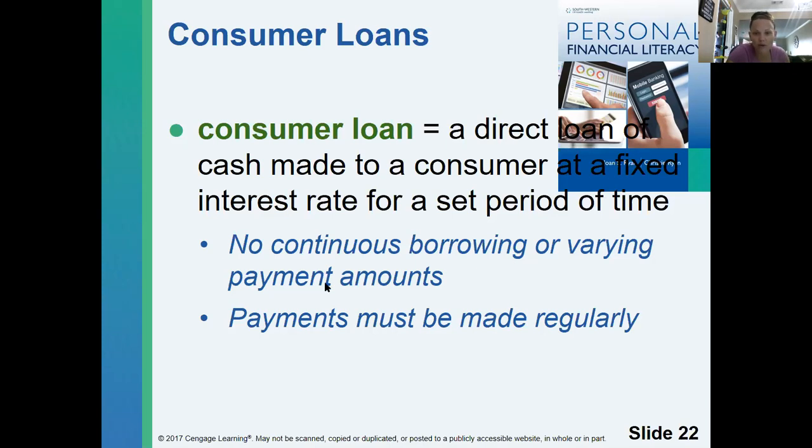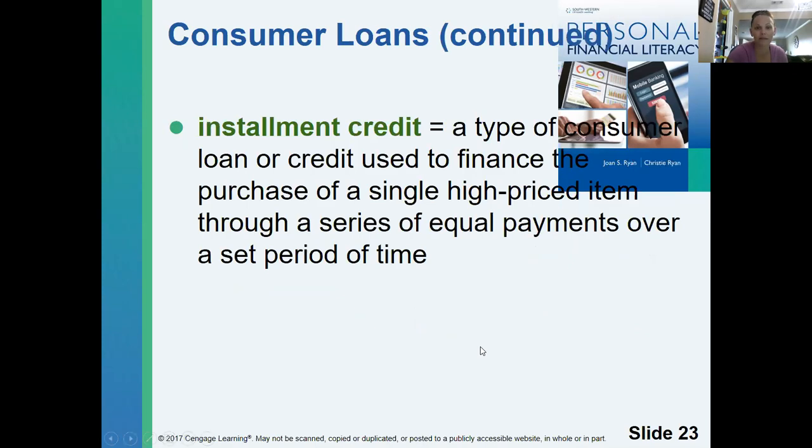So that's a consumer loan. And then there's also installment credit, which is a type of consumer loan or credit used to finance the purchase of a single high-priced item through a series of equal payments over a set period of time. So very similar, except you're not going to get cash. Installment credits are a loan, and they are typically going to be used for like a car or a house. So those high-priced items, and if you buy one, again, your payments are set for a set period of time.